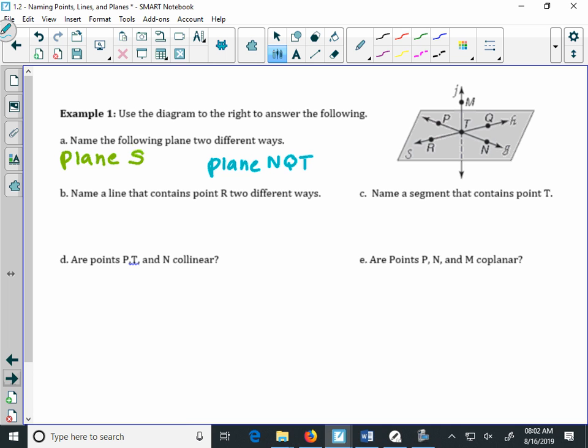What's another way, just for more practice? How else could we have named it? R, T, P. You could have said R, T, N. You just can't say P, T, N or R, T, Q because they're all on the same line. Could we have said P, R, S? No, why not? Yeah, S is not a point. We can't use it when we name it the 3-point method. Okay? Questions over that?